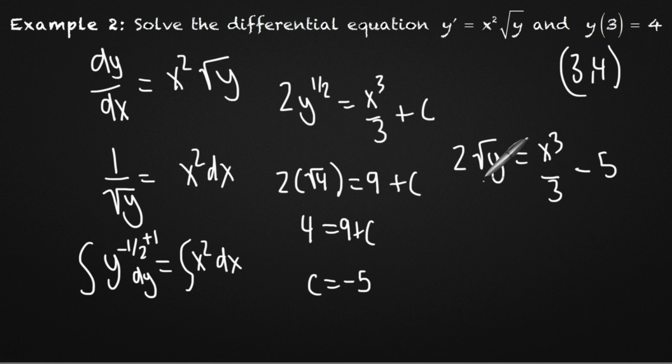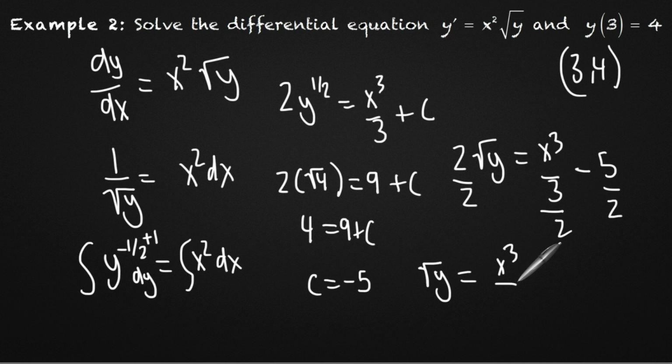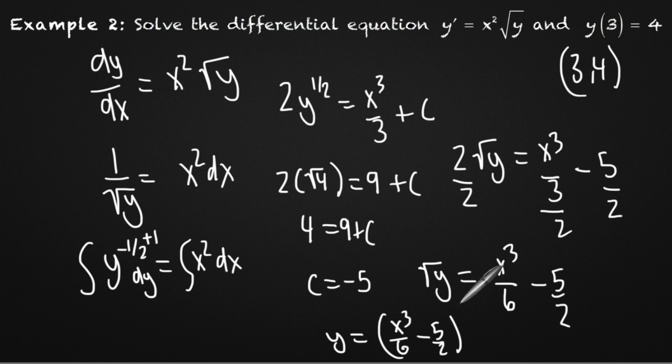All right, so now I'm going to divide by 2, and divide this by 2 and divide this by 2. So that's going to give me the square root of y equals x cubed over 6 minus 5 over 2. And then I'm going to square both sides to get rid of this square root. So it ends up being y equals x cubed over 6 minus 5 over 2, and then this squared.